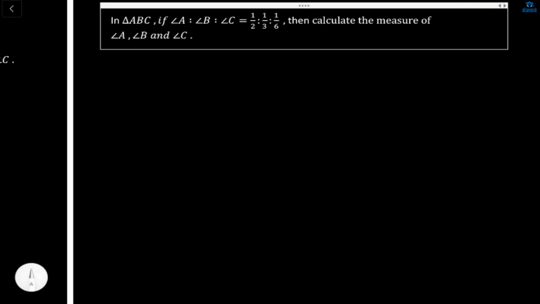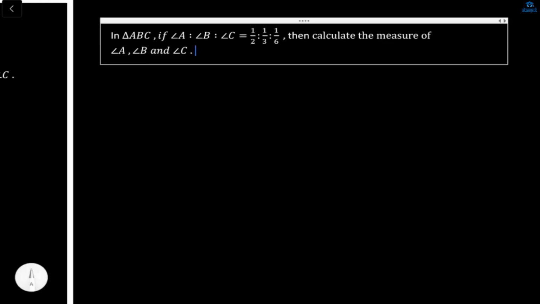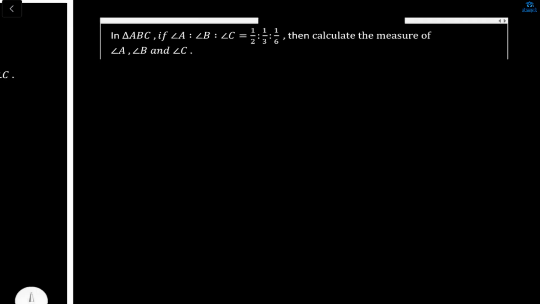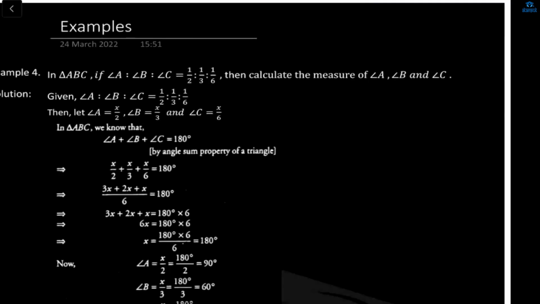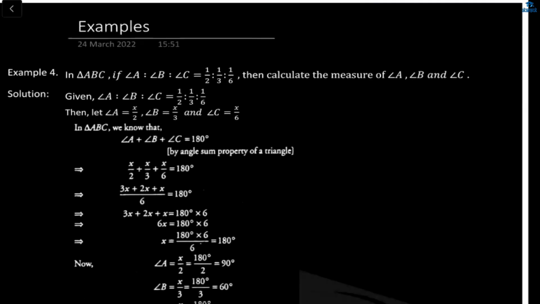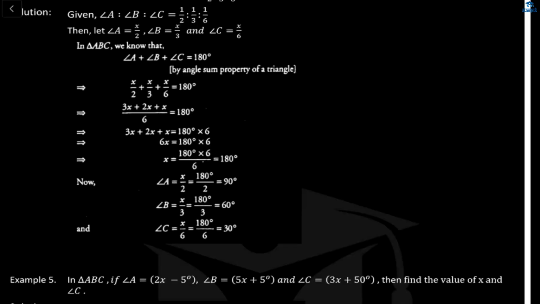Now you have to calculate the measure of angles A, B and C. Everybody knows the sum of all the angles of a triangle is 180 degrees. Can I tell the answer? Ma'am, angle A is 90, angle B is 60, and angle C is 30. Okay, fine, 30. I thought it was 20. Yeah, 30. Any issue in this?